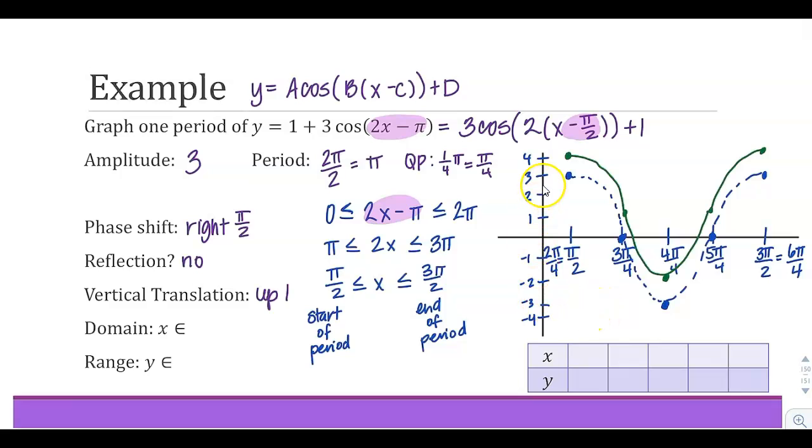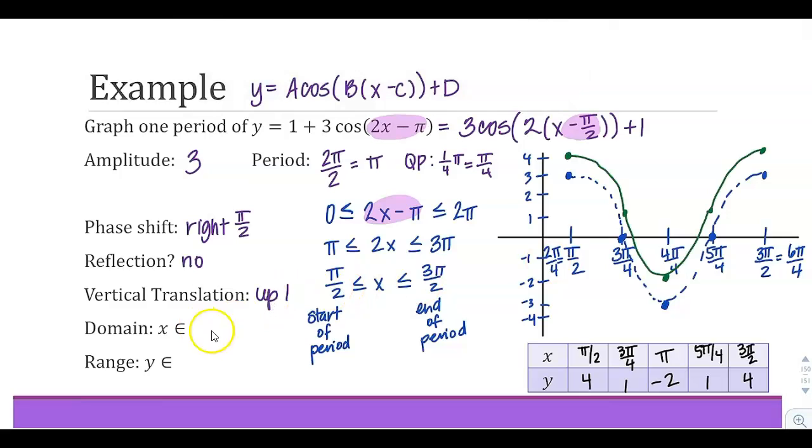So now you can see that because we've done so much on one xy plane, the graph could look a little cluttered. So if it's not absolutely 100% clear what points are on my final graph, that's why we create a table. So on our final graph, we have pi over 2 corresponding to 4. So we have pi over 2, 4. We have 3 pi over 4, 1. 4 pi over 4, which is pi, and that's at -2. 5 pi over 4 is at 1, and 3 pi over 2 is at 4.